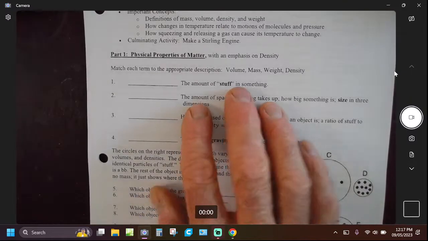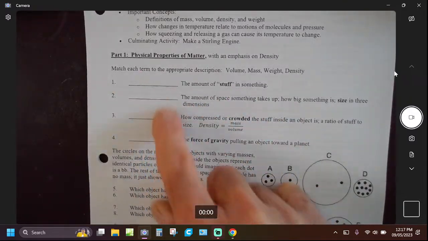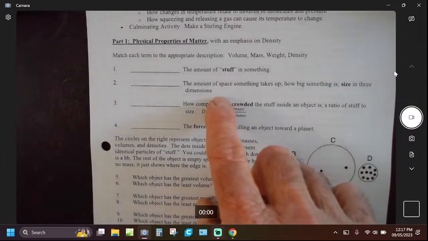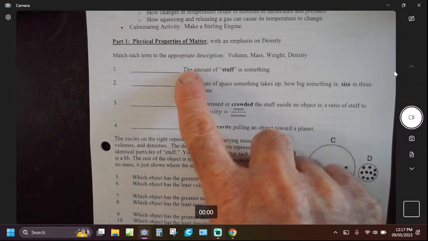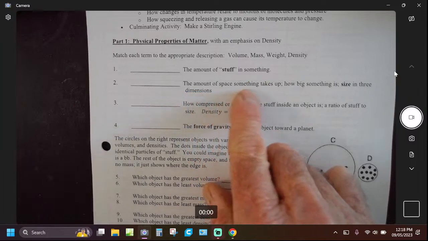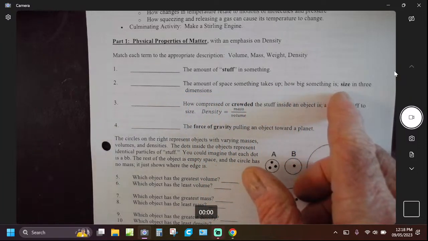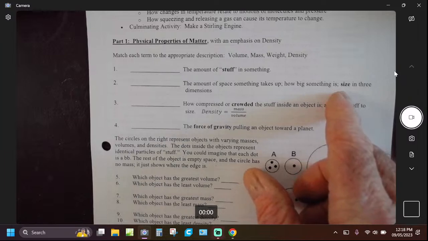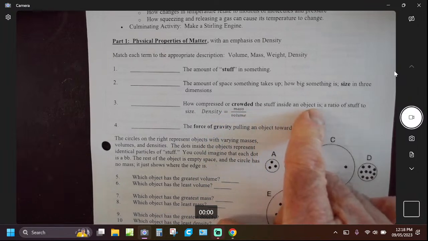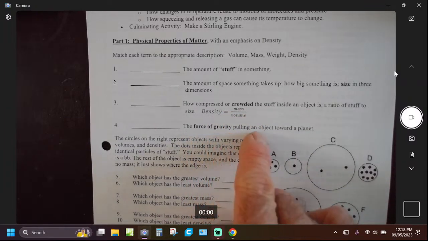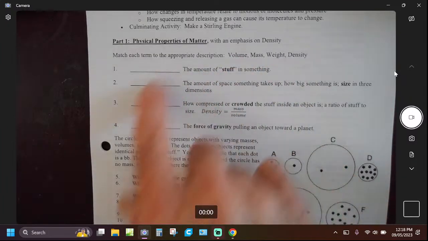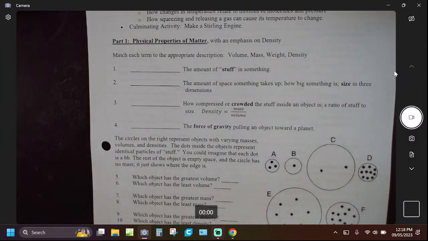All right, first thing I want you to do is try to guess what goes in these blanks. So there are 4 definitions here. I'll be talking about my favorite definitions, but one of these things means the amount of stuff in something. The next one is the amount of space something takes up or how big something is, size in 3 dimensions. The next one is how compressed or crowded the stuff inside an object is. And the last one is the force of gravity pulling on an object toward a planet. So those are the 4 words. See if you can put the 4 words in the right blanks, and then we'll move on from there.